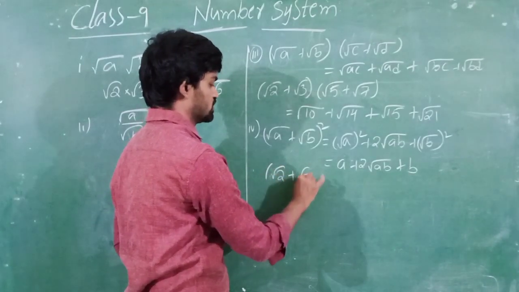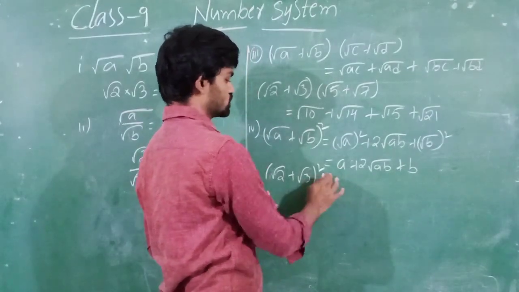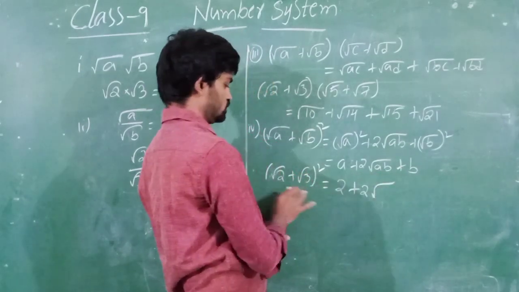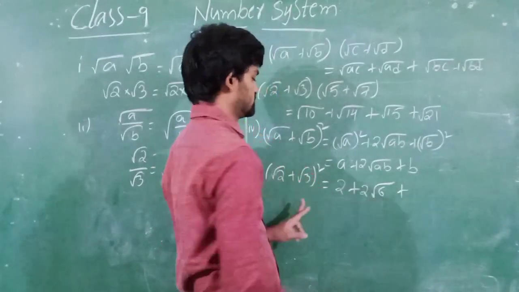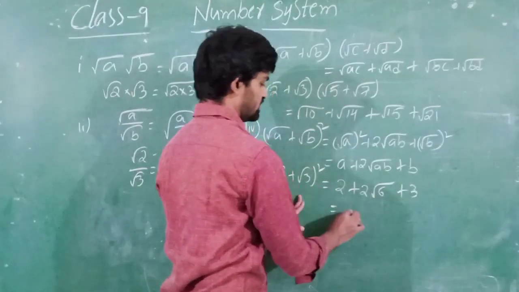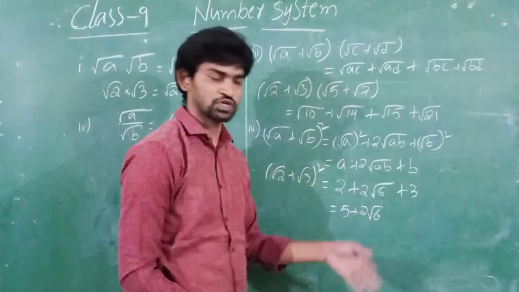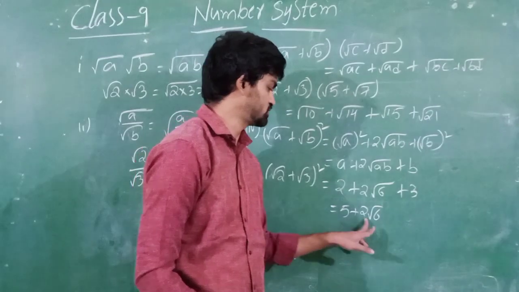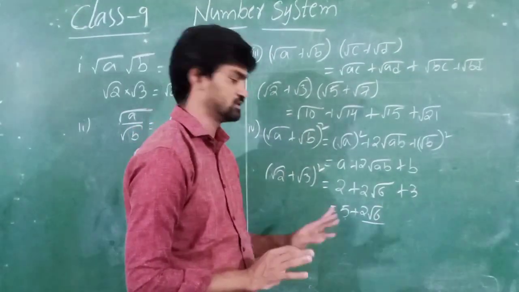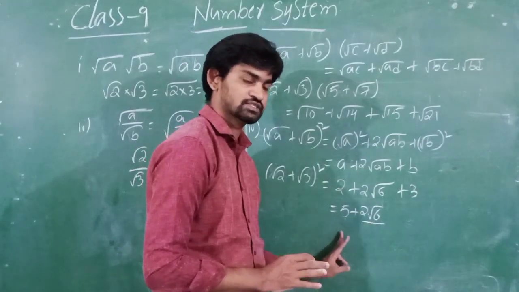So root 2 plus root 3 whole square will give you root 2 whole square is how much? 2. Okay, so 2 into root ab, so 2 3s are 6, yes, plus root b whole square, that is root 3 whole square is 3. So you can just simplify it. 2 plus 3 is 5, 5 plus 2 root 6. Sometimes students will add this 5 and 2, 5 plus 2 is 7, 7 root 6. No, you should not add. This is an irrational number, this is rational, you cannot add. See here, 2 root 6 is an irrational number. You cannot add an irrational number to a rational number, don't add.